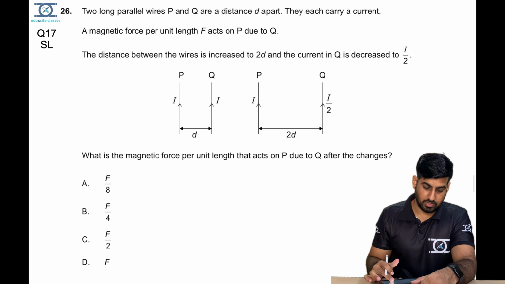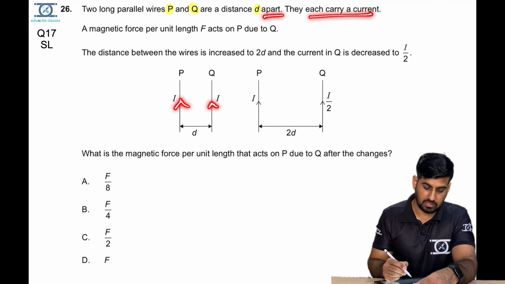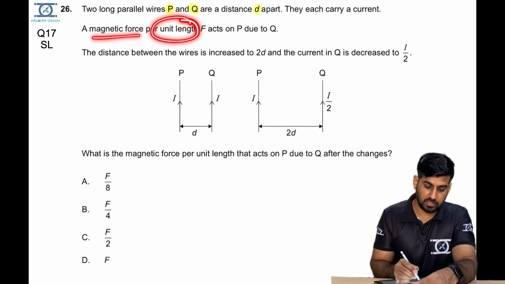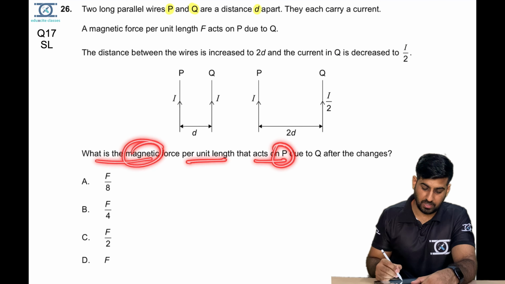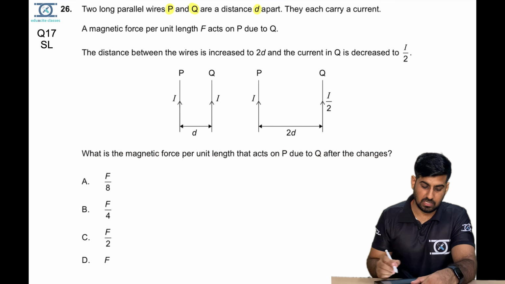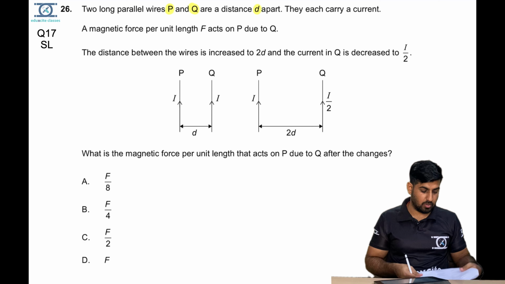Okay. Now question number 26, there are two long parallel wires P and Q which are at distance d apart. They each carry the same current I. The magnetic force per unit length F acts on P due to Q. The distance between the wires is increased to 2d and the current is decreased to I by 2. What is the magnetic force per unit length that acts on P due to Q after the changes? So first, it is given in your data booklet. Again, no need to remember the formula.